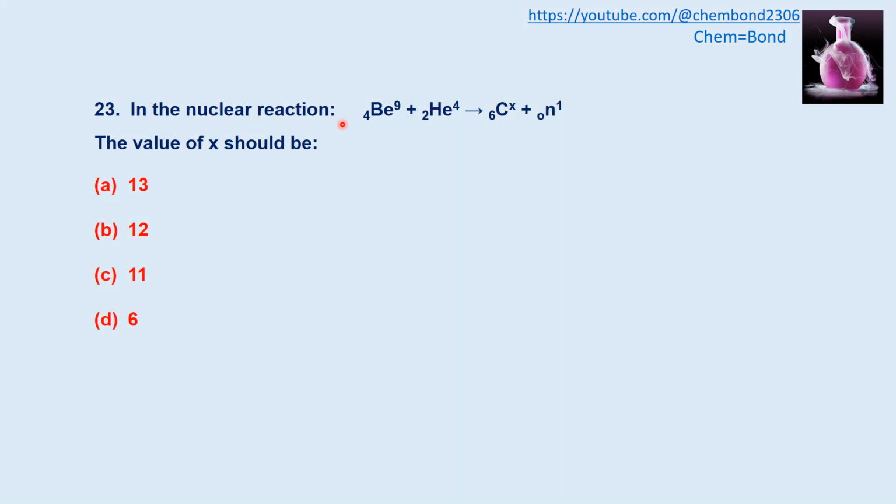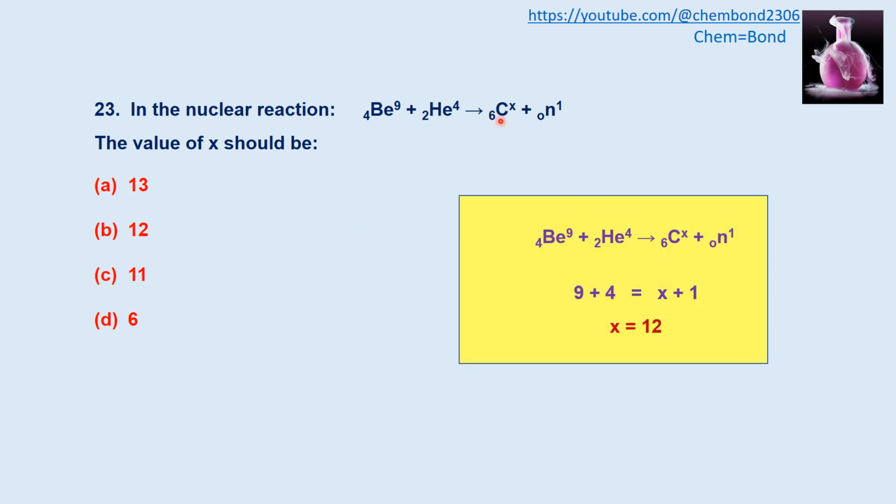In a nuclear reaction, beryllium, when it is targeted with helium, will produce carbon nuclei and a neutron is released. So the X value should be 13, 12, 11 or 6. We will balance this reaction just like the balancing of atoms in normal reactions. Nuclear reactions are also balanced with respect to their mass number and their atomic number.